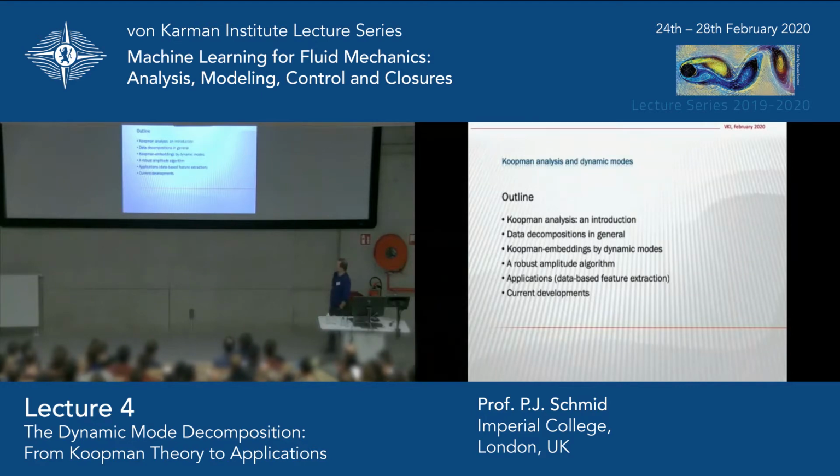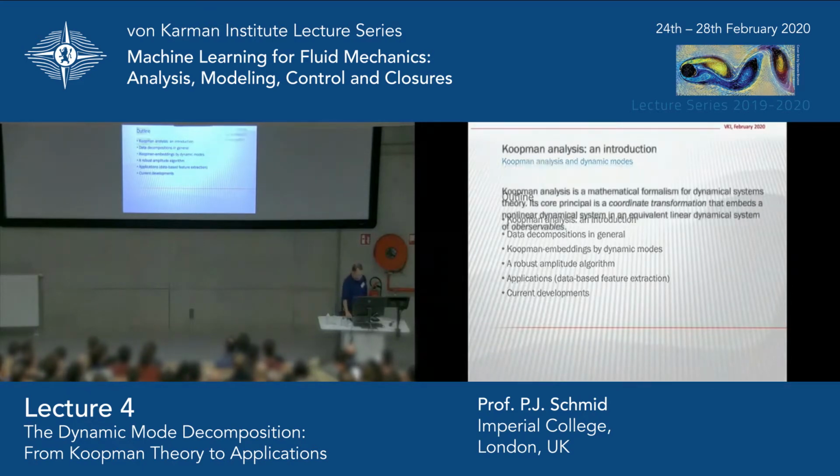I'm going to talk about Koopman embeddings by dynamic modes, a robust amplitude algorithm to figure out your amplitudes from experimental data that may have some outliers or some noise and uncertainty in it. And then we're going to go through some applications for data-based feature extraction. I picked 3 applications for a very specific reason. And then I'm going to show you also some current developments and some exciting new directions that dynamic modes and Koopman theory are actually going in at the moment.